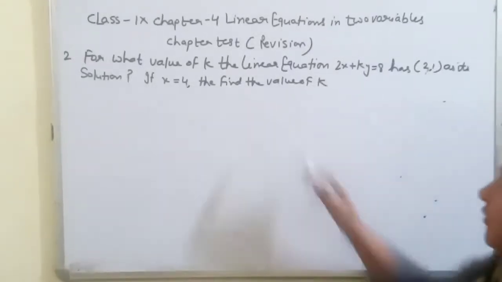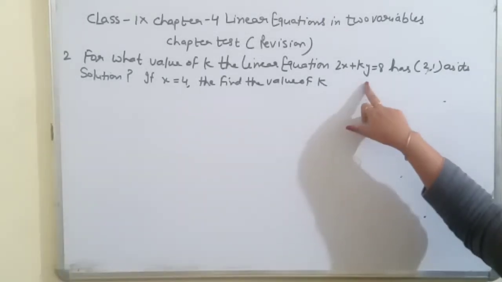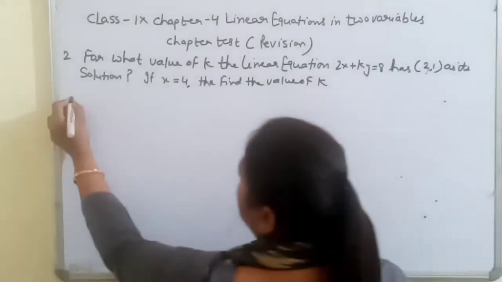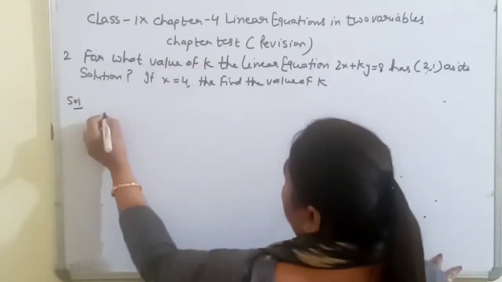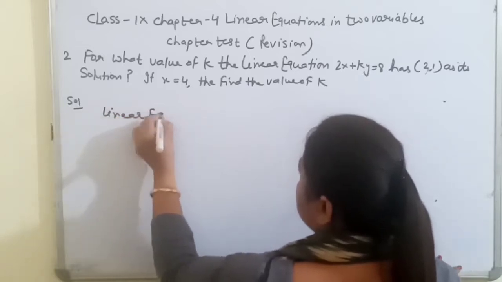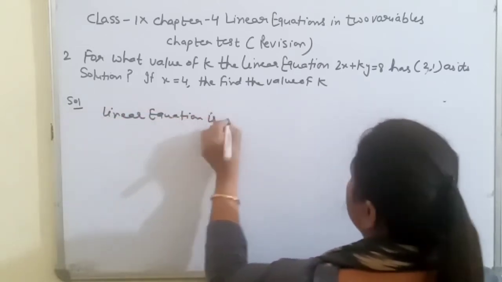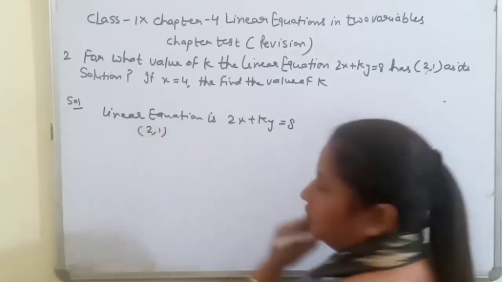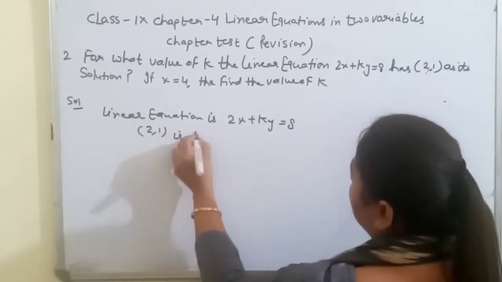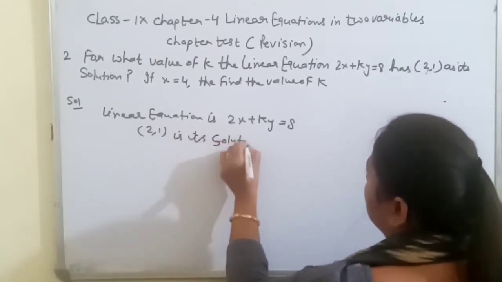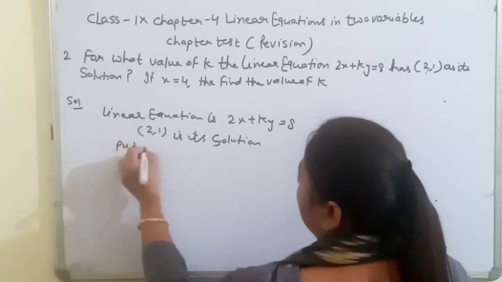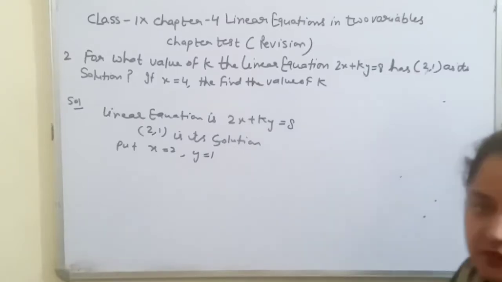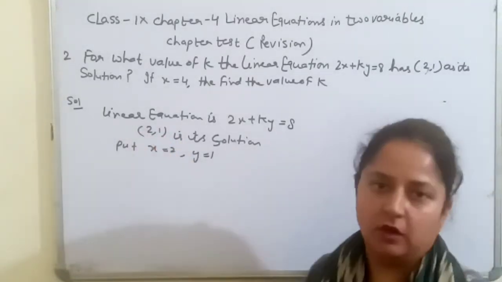Statement for question 2: find the value of k. The linear equation 2x plus ky equal to 8 has 2 and 1 as its solution. So firstly we will find the value using the solution of the linear equation. 2x plus ky equal to 8, and 2 and 1 is its solution. So put 2, that is x, the abscissa, and 1, that is y, the ordinate, and both of them are called the coordinates.